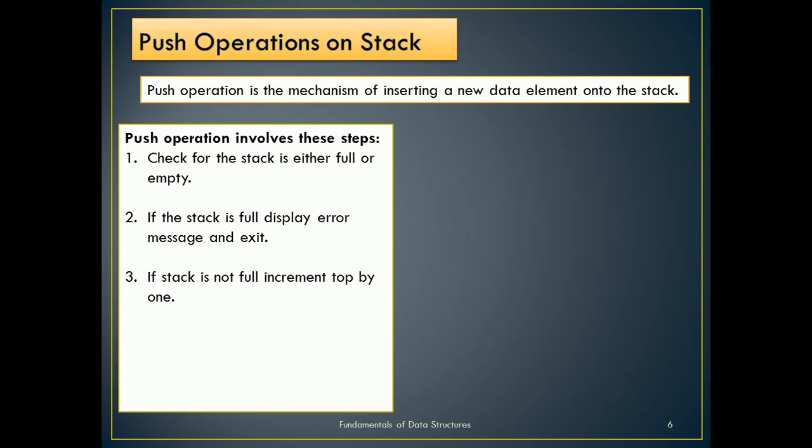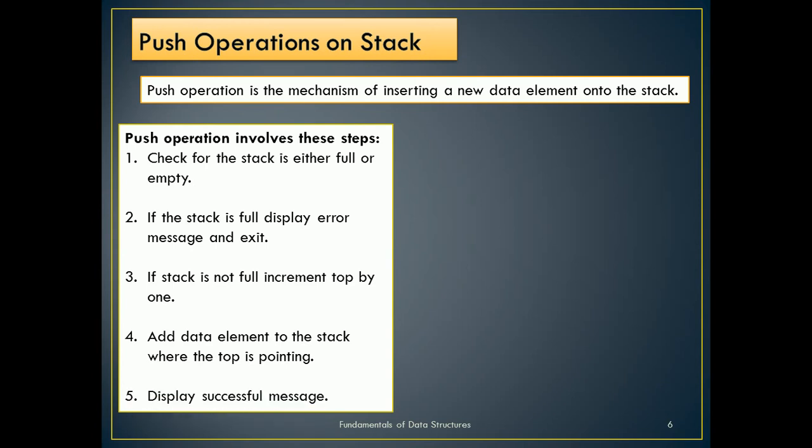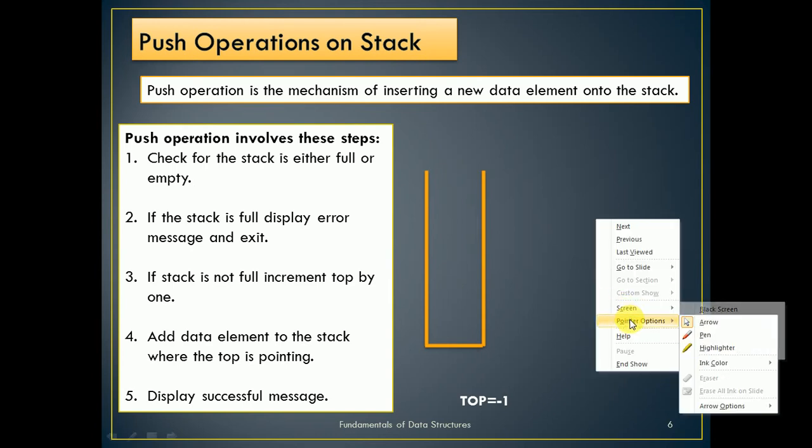If the stack is not full, you have to increment the value of the top variable by 1. After that you have to add the data element to the stack where the top is pointing. Now display the successful message. These are the steps you require to perform the push operation on a stack. Now we can see it logically. Suppose initially your stack is empty, it means that your top value is -1. Okay, now the top value is -1.